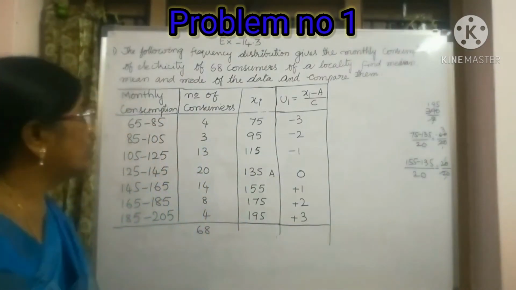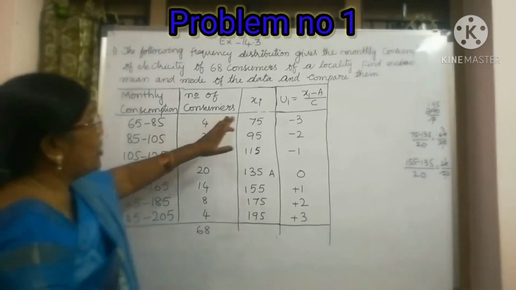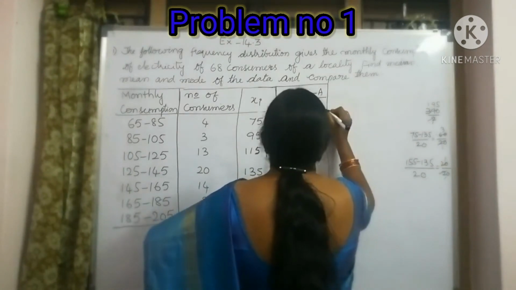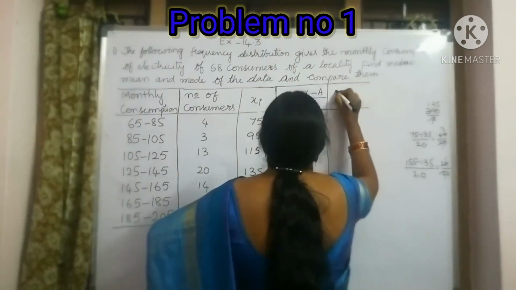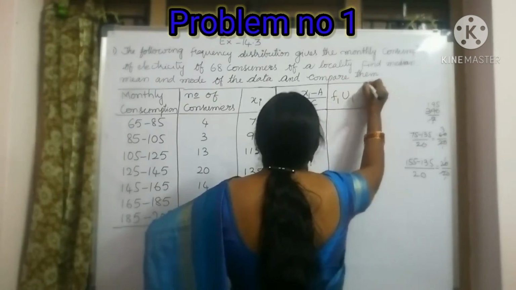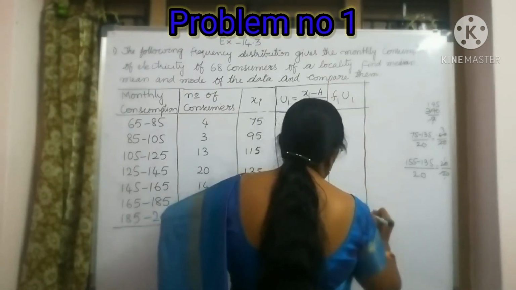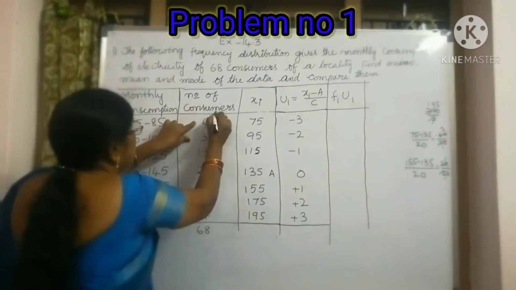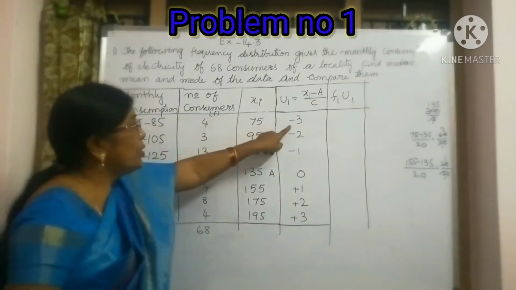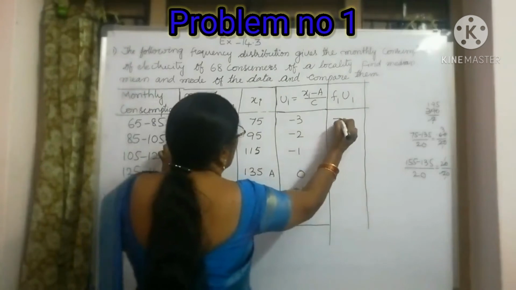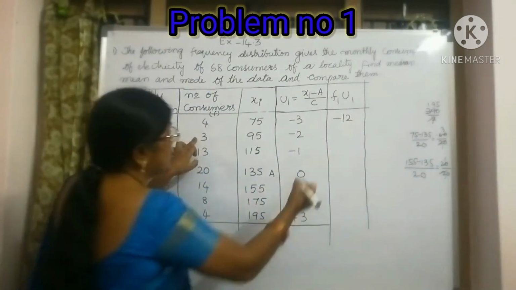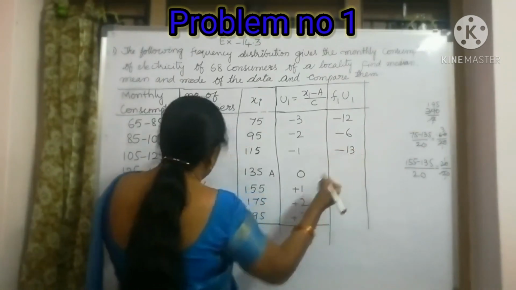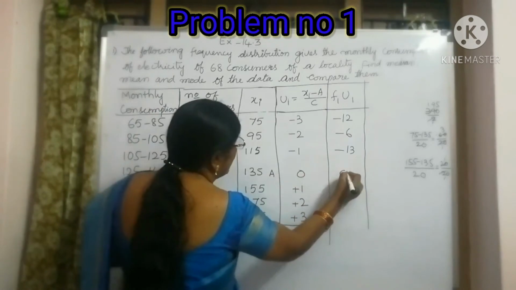Now we have found ui. Now we have to find fi ui. To get fi ui, we have to multiply f into ui. So this will give you minus 12, and here this is minus 6. This one is minus 13. And here 20 into 0 is 0.